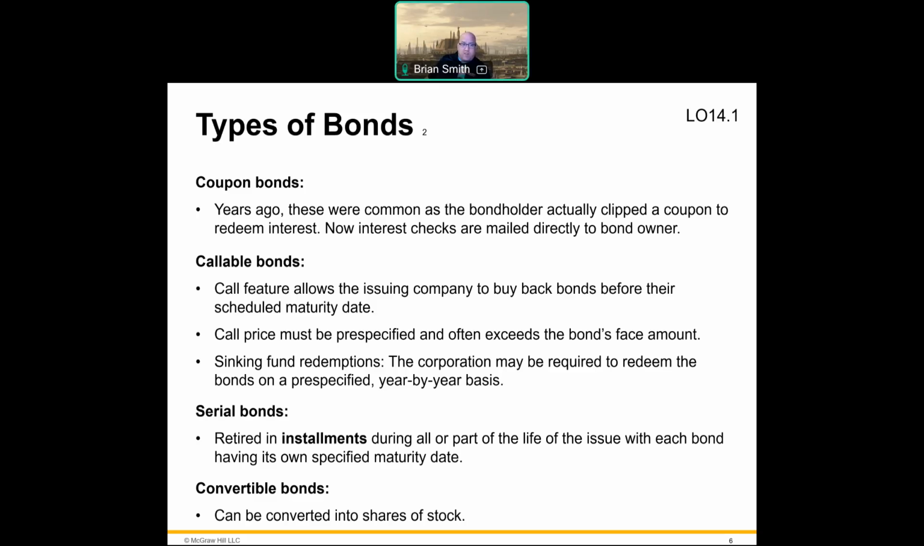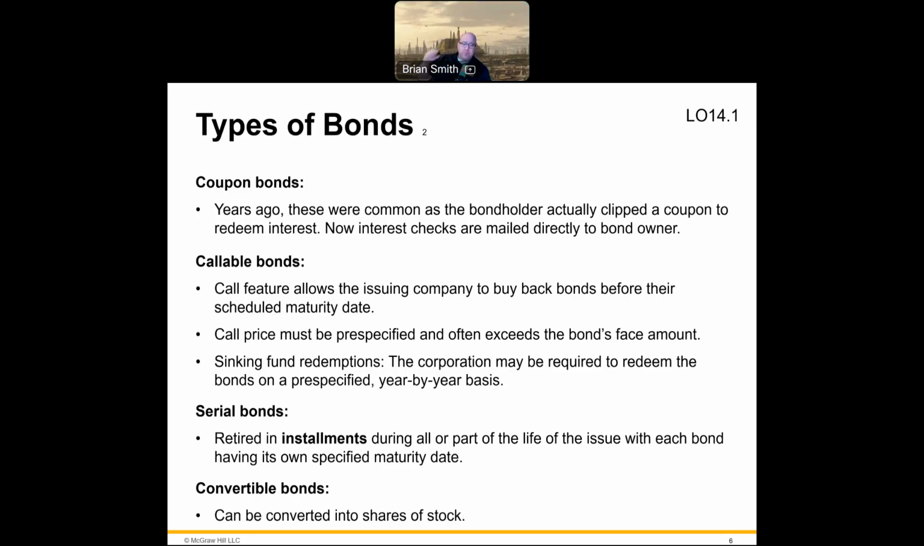Callable bonds are bonds that the issuing company can buy back before their scheduled maturity. There are usually rules with that, and you probably would want to know you're buying a callable bond, because if you're going to bank on that bond giving you money for the rest of your life, like you're in retirement or something, and all of a sudden you don't have it, that might be a problem. I mean, you get your face value back, but maybe that wasn't what you wanted.